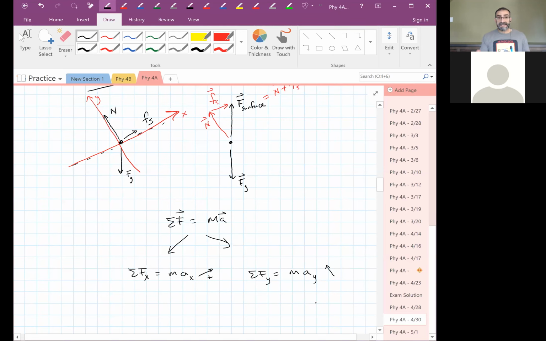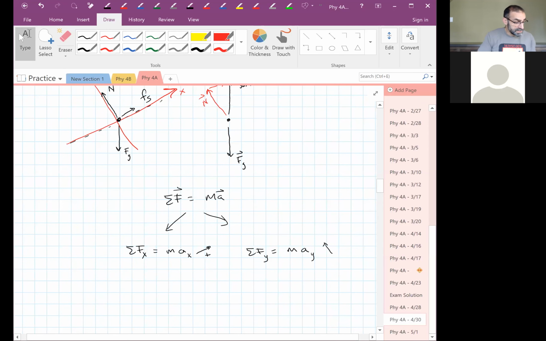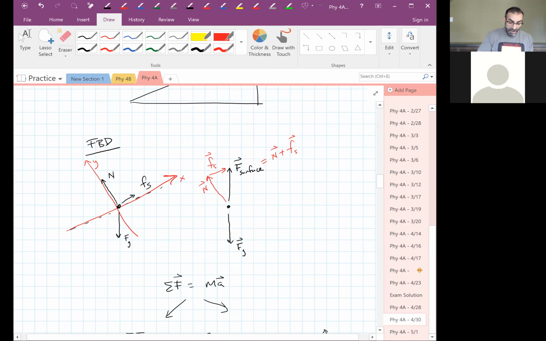And in this case, the box is at rest. There's no acceleration in any direction, right? So both a sub x and a sub y are 0. So we have the sum of the forces in the x direction has to be 0, and the sum of the forces in the y direction has to be 0. So now we just have to figure out what our forces are. So let's go back and look at our free body diagram.